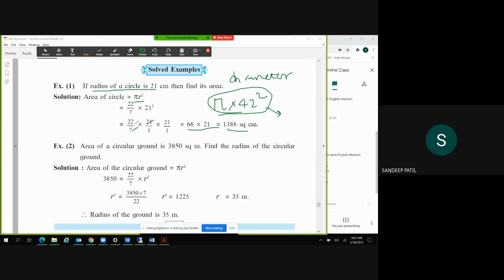If this were given as a diameter, it would have been a problem, right? So then what we have to do is take the diameter and divide 21 by 2. So always see that you are taking the radius for calculating the formula of the area of a circle. Always check that you are using the radius to calculate the area of a circle.